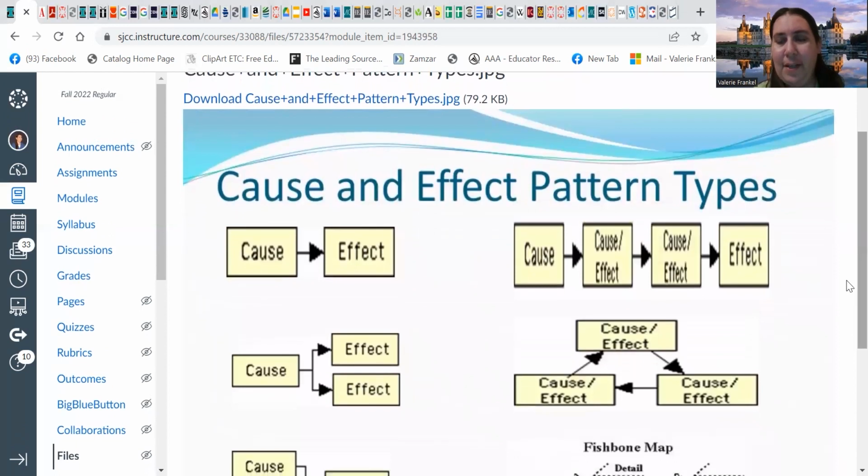You could also do a chain, as per the top right. Throwing garbage in the ocean poisons the fish, and that poisons the humans that eat the fish, and that leads to increasing levels of cancer, let's say. This causes this, which causes this, which causes this. Again, that could be my thesis, and then my whole essay could be the chain of one thing causing the next, and that's, say, 4 example paragraphs, each supporting the one before.